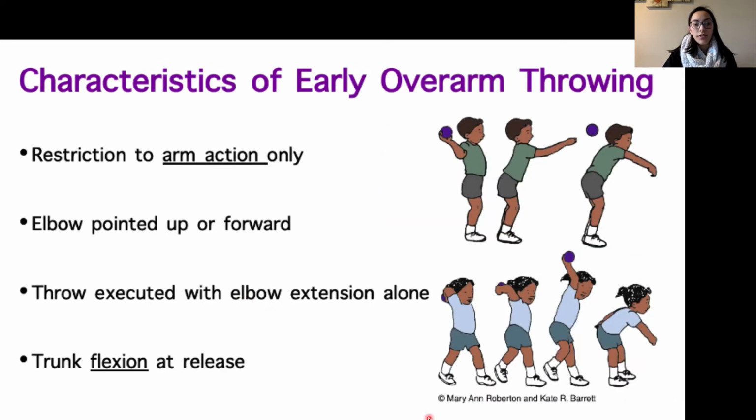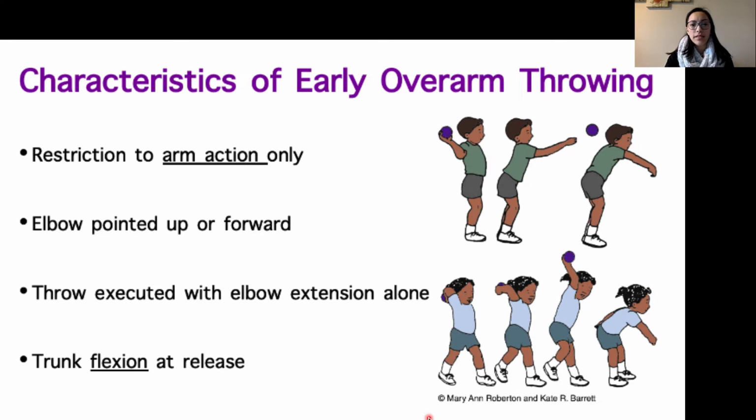So the first couple of slides in here are going to just be like general characteristics of overarm throwing, both for early and proficient stages, and then we'll go through the developmental sequences step by step and body action by body action, as this most closely relates to what you're doing with your activity for this week.